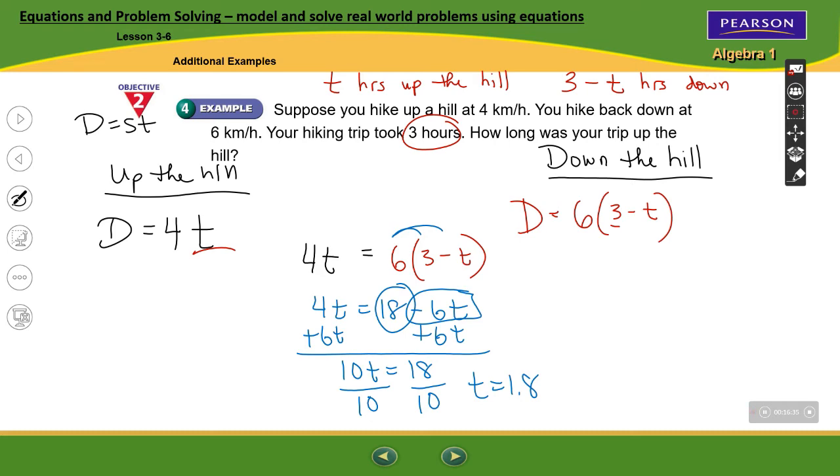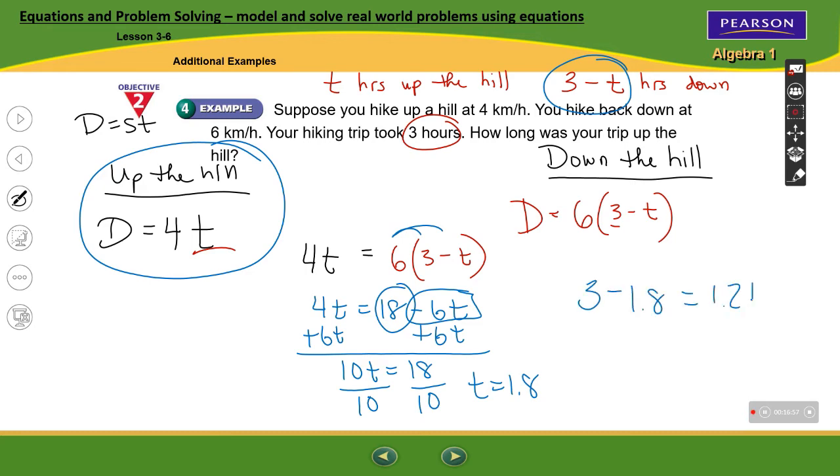So t equals 1.8. The question is, how long was your trip down the hill? Well, we just said this is up the hill. We just found how long it took to go up the hill, 1.8 hours. How do we find out how long it takes to go down the hill? We said over here, it would be 3 minus whatever we found for t. So down the hill is 3 minus 1.8, which is 1.2 hours down the hill. A little bit of logic tells me we did okay because it should be quicker coming back down in theory.